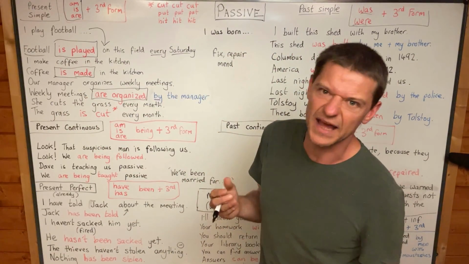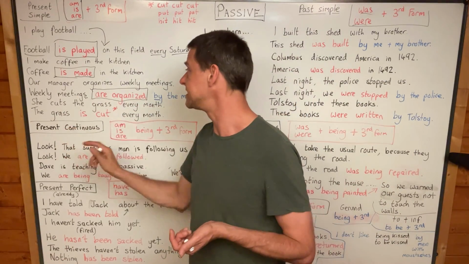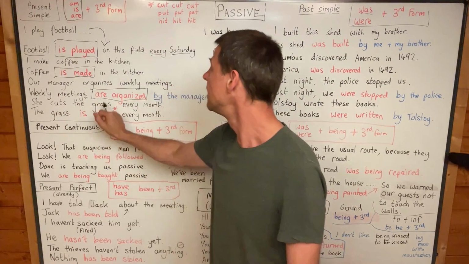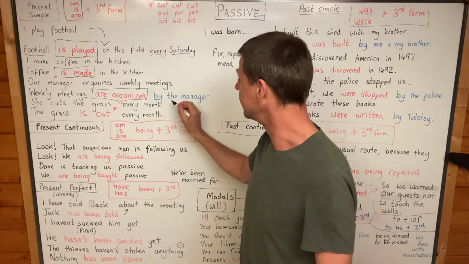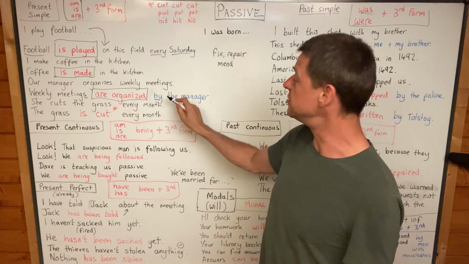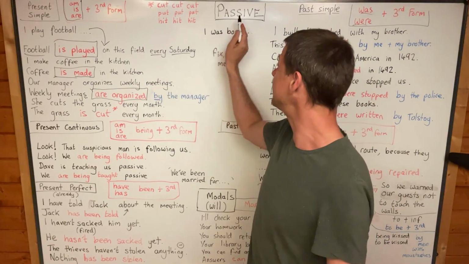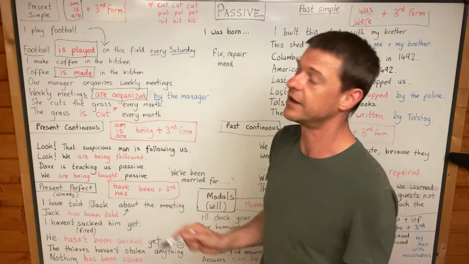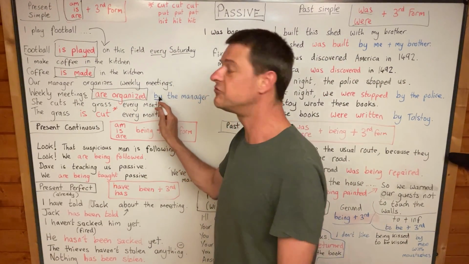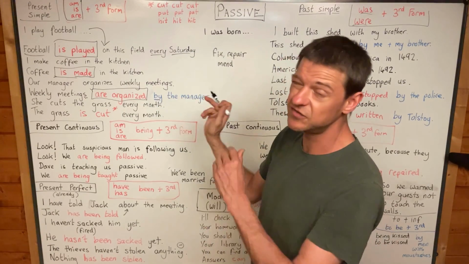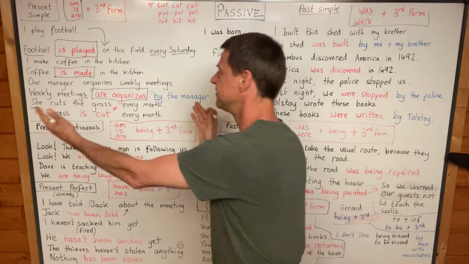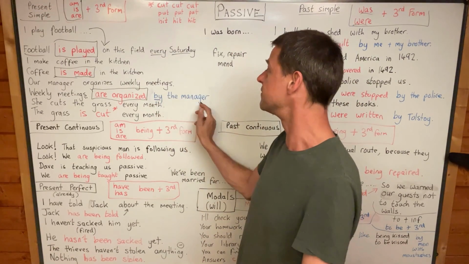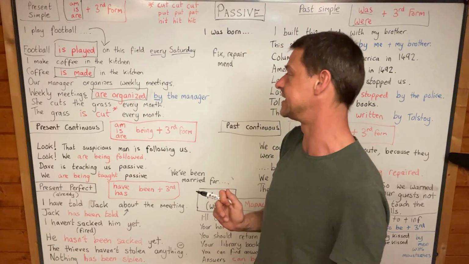Now, if you want to say who organises the meetings, you can say our manager organises the meetings, or you can say the meetings are organised by the manager. And we always use this preposition in passive to say who the agent was, who organised the meetings. So please remember this by. When you see it, you know you've got a passive sentence, because we use that by to make the sentence passive and to give information about who actually organised the meetings.